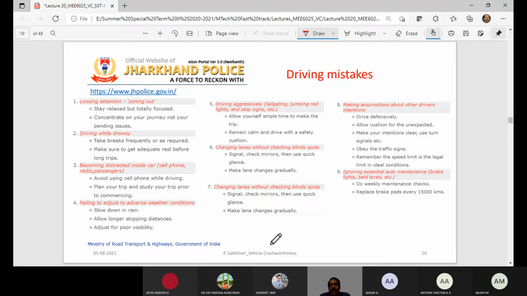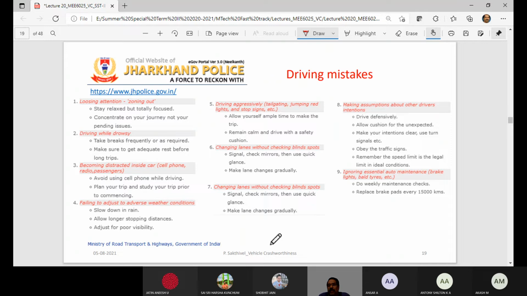Changing lanes without checking blind spots, so it is there twice, sorry. And then again, making assumptions about other drivers' intentions. We can't make an assumption, right, that the other driver would come like that. If I put my signal, he would listen to my signal and control his vehicle. Don't think like that. Or you may see a high-end vehicle coming on the side mirror and think they have adaptive cruise control, so even if I change lanes they will not hit me. That's not good. Always, don't presume or assume the other driver's intentions while driving. That's very important. And then ignoring essential auto maintenance.